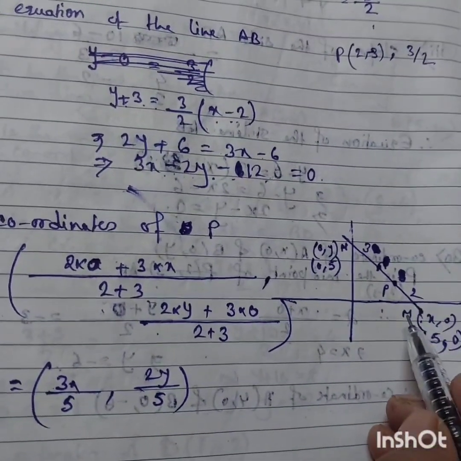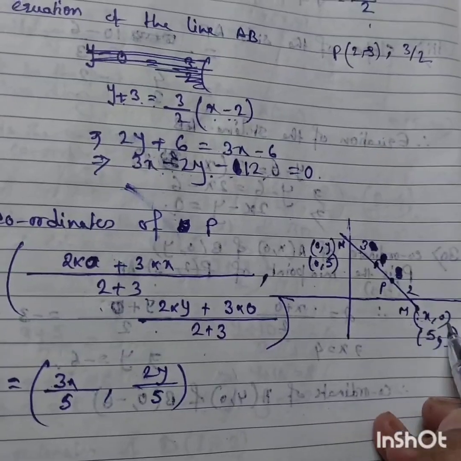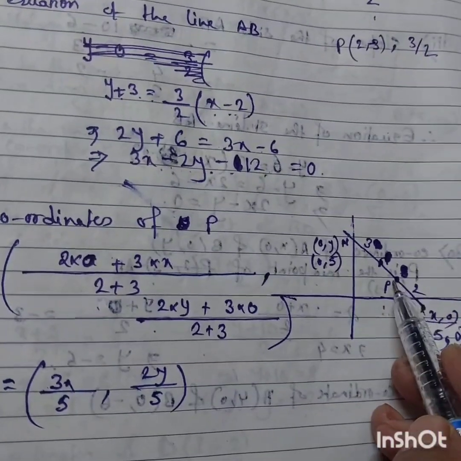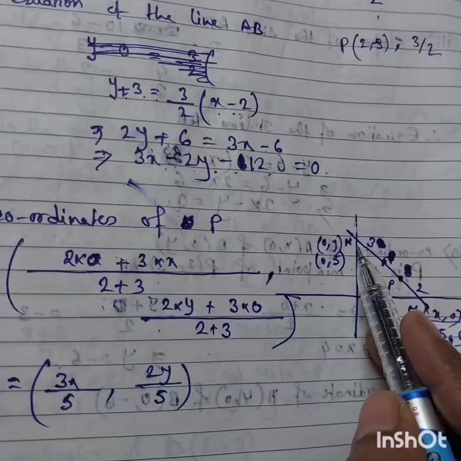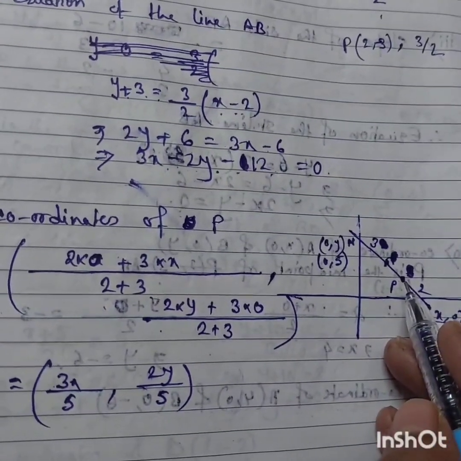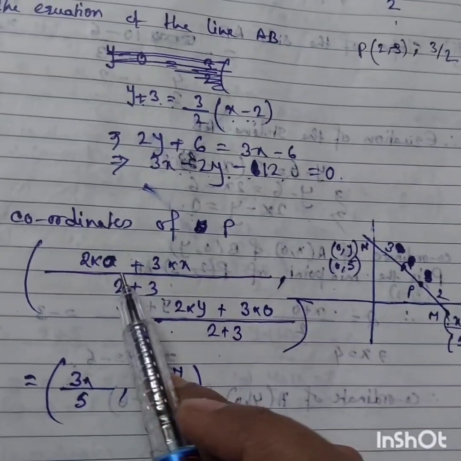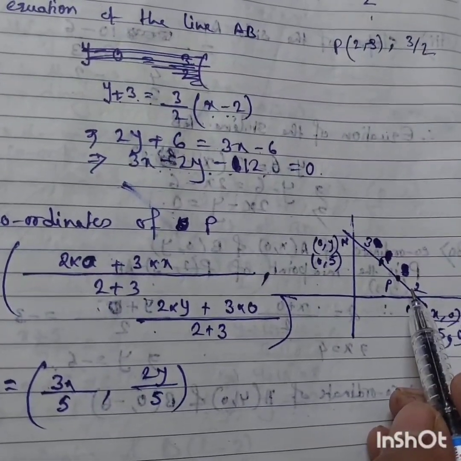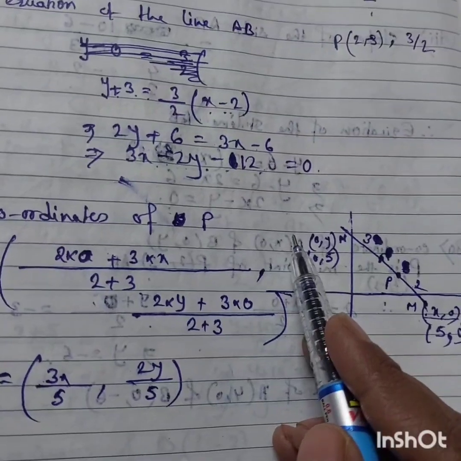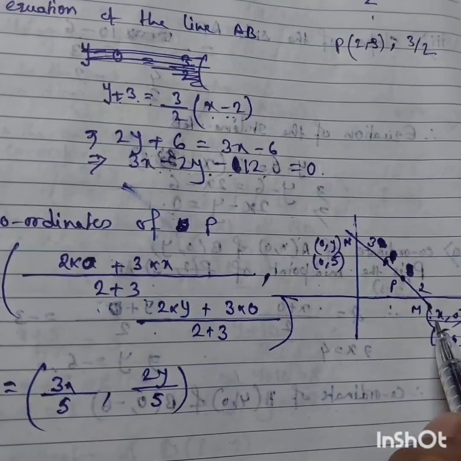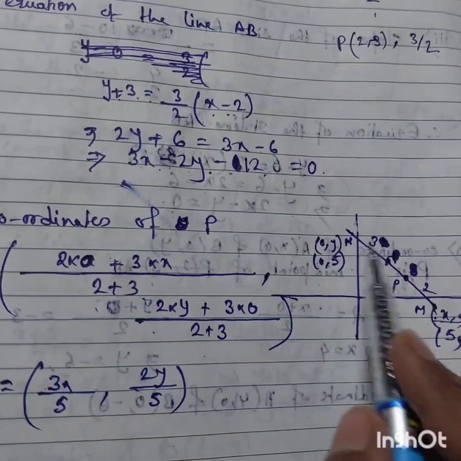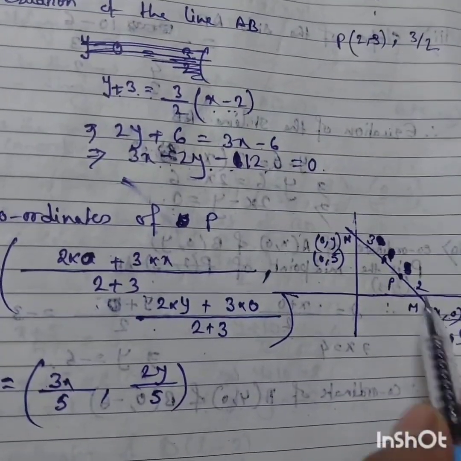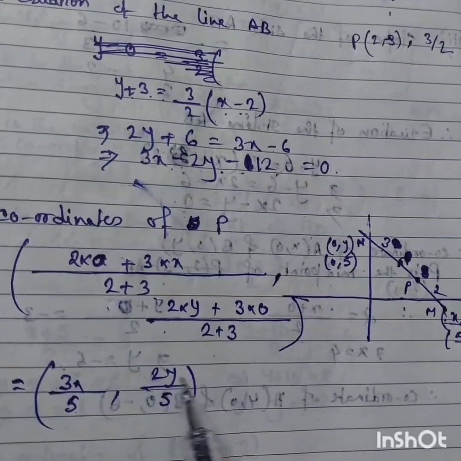Okay, since M lies on the x-axis, its coordinate will be (x, 0), and N lies on the y-axis, so its coordinate will be (0, y). Now P divides this line segment in the ratio 2:3. So using the section formula, we get the coordinates of P: (2x2 + 3x1) by (2 + 3), then (2y2 + 3y1) by (2 + 3). So we will get 3x by 5 and 2y by 5.